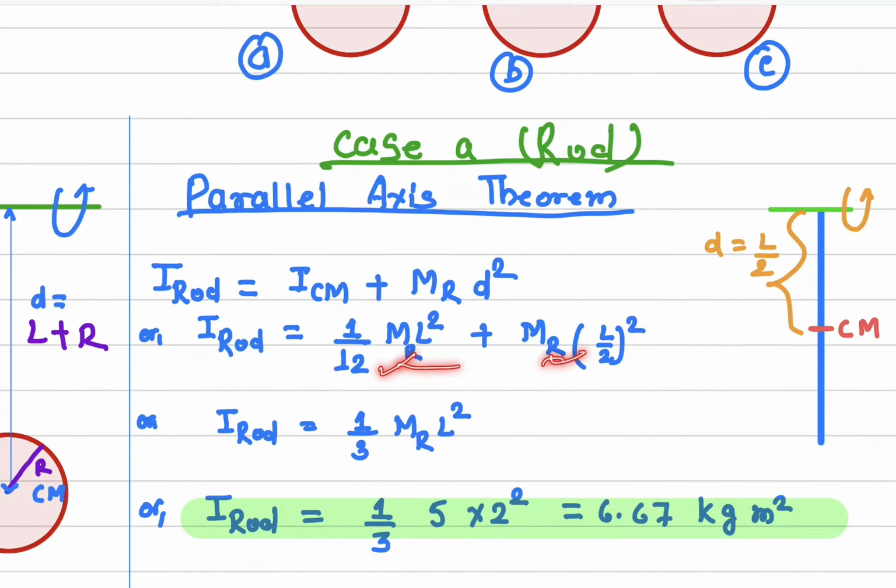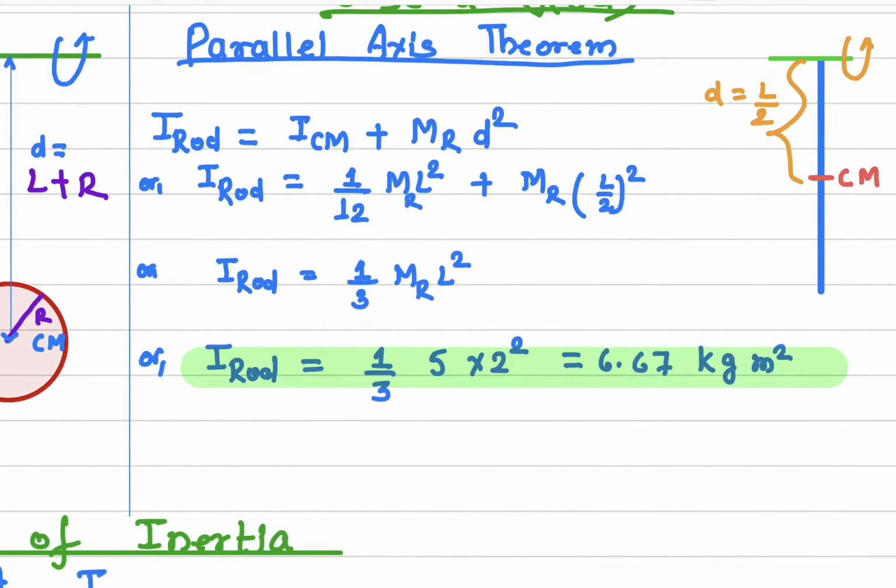Now if you solve these two expressions, what you get is this expression here. This is the moment of inertia of the rod about this axis of rotation. Now just plug in all the values. 1/3, the mass of the rod is 5 kilogram, the length is 2 meter. If you solve it, you'll get 6.67.